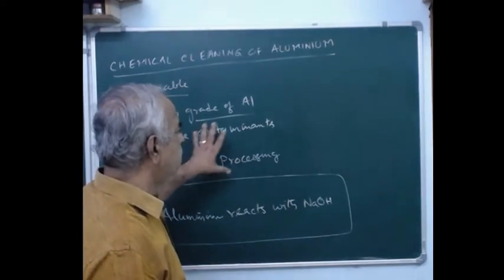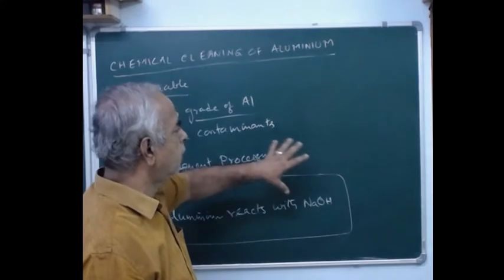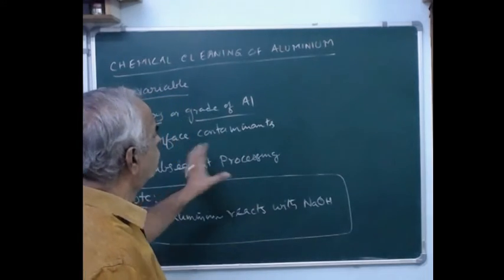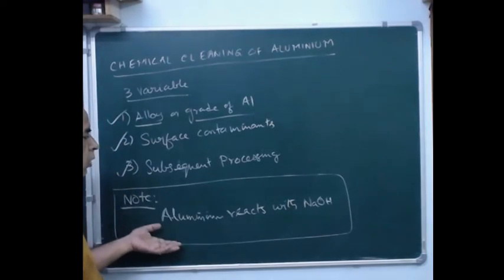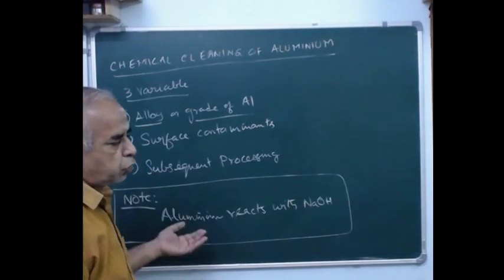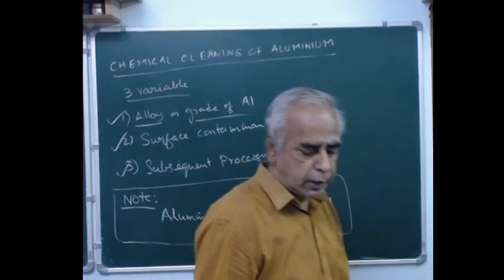I will be discussing the chemical cleaning and its composition for aluminium later. But I just wanted to tell you about aluminium. Using caustic should be avoided in cleaning aluminium.